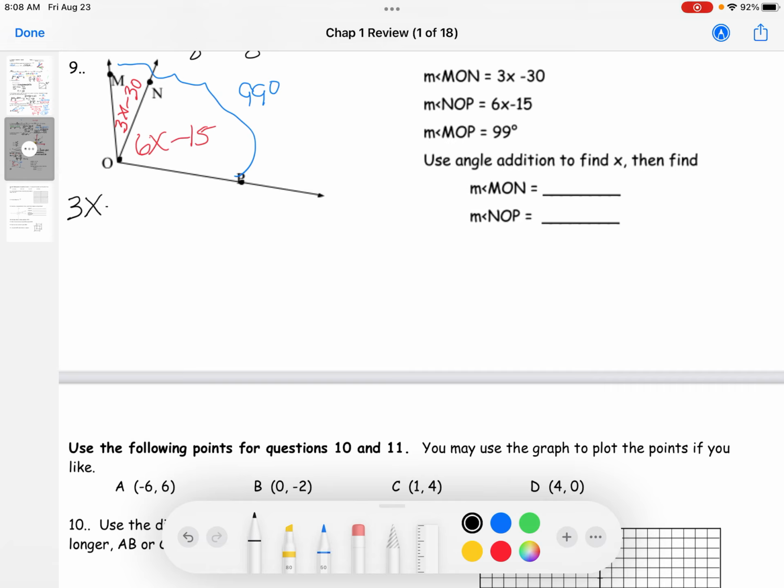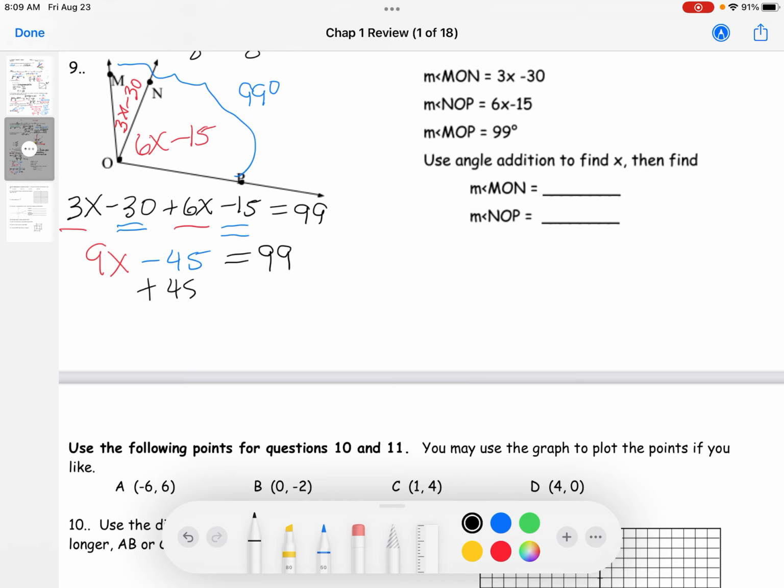So the two expressions on the inside: 3x minus 30 plus 6x minus 15 equals 99. I'm going to combine like terms, so I'm going to add the 3x and the 6x, which is 9x. Then I'm going to do the negative 30 plus the negative 15, which is negative 45, and that still equals 99. You see I color-coded the parts that you combine. The blue I added together, and then the red I added together.